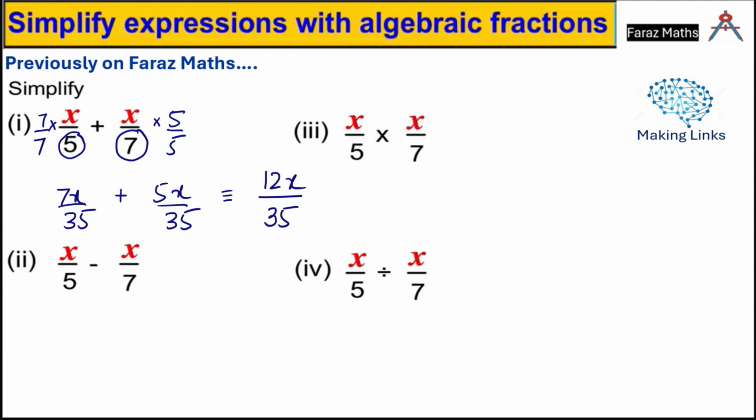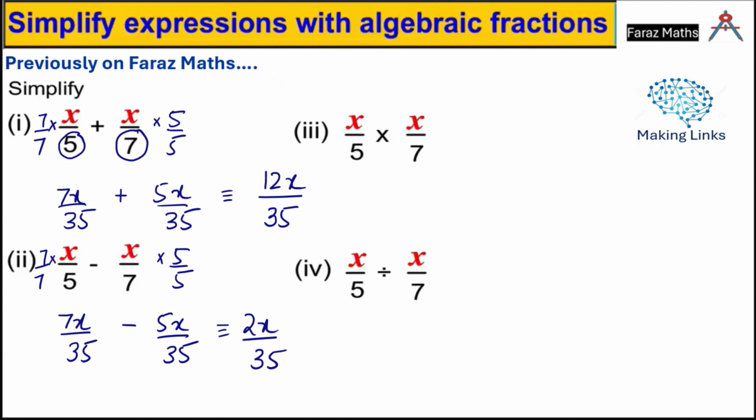Okay, the next one, again you have to do the same thing, multiplying by 7 over 7 and 5 over 5. So that is 7x over 35 minus 5x over 35. Now 7x minus 5x is 2x and keep the denominator the same, 35. Now in multiplying, you don't have to make the denominators the same, and in dividing also. You just multiply numerator with numerator and denominator with denominator. So that is x squared over 35.